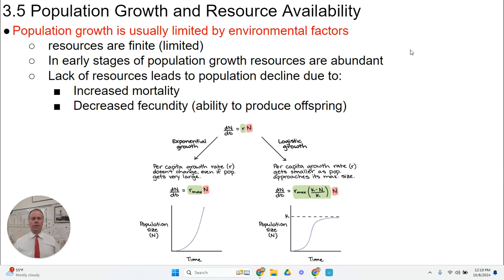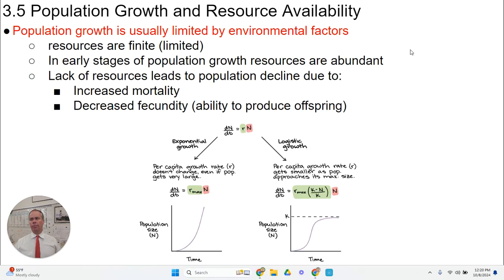And what we often see is that in the early stages of the growth of a population, there's very rapid growth, because resources are abundant for a relatively small population size. But as the population grows, finite resources begin to be used up. And that lack of resources can lead to population growth leveling out or even declining. When there's limited resources available for species, we can have increased mortality, we can have decreased birth rates, we call that fecundity, and that affects the growth of the population over time.